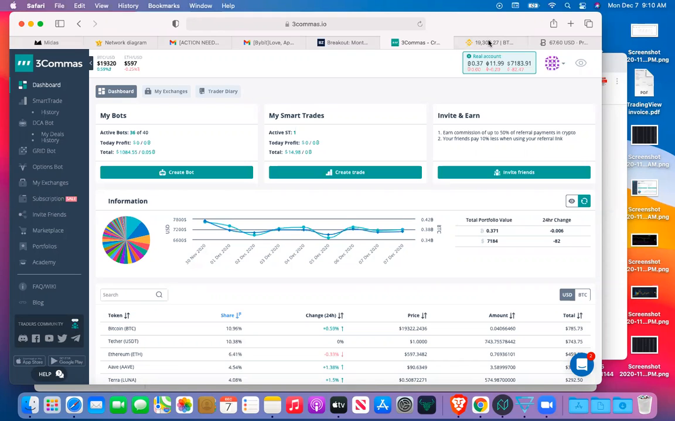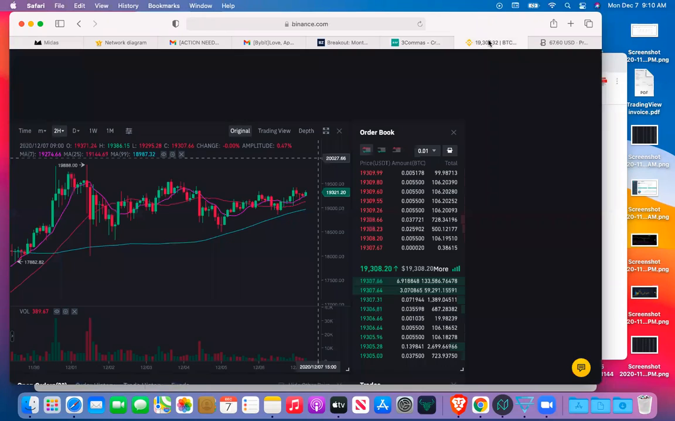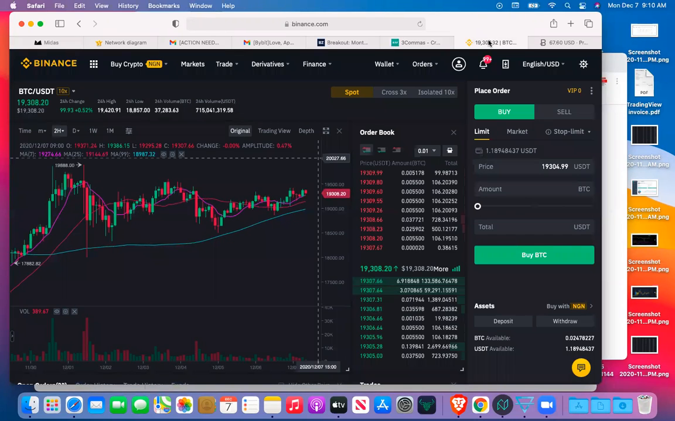But the difference here is this. The interface is different. So you must activate the interface, right? The interface must be activated for you to do future trading. Now, let me go back to Binance. This is Binance.